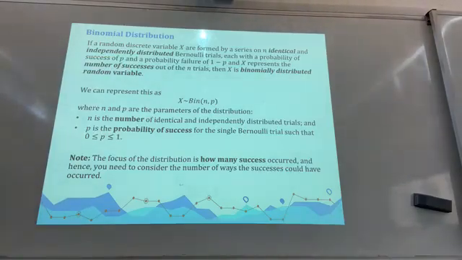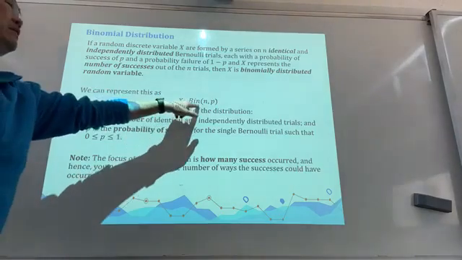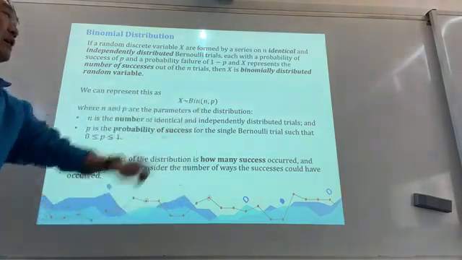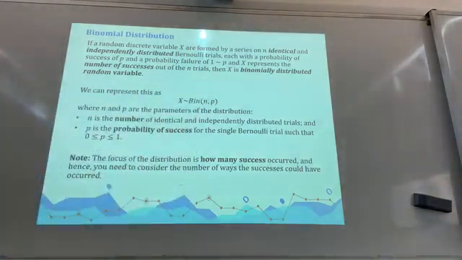Then x is a binomially distributed random variable. And we can represent this as x is binomially distributed with n and p, where n is the number of identical and independent trials, and p is the probability of success for the single Bernoulli trial. So one trial is like one question for that example. Yep. One trial is one question.